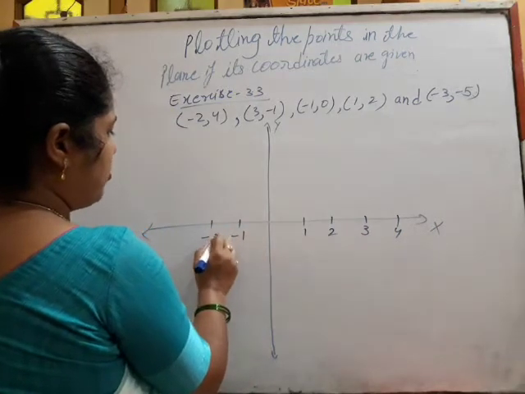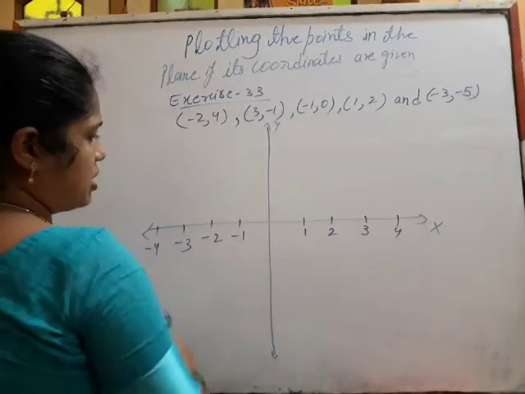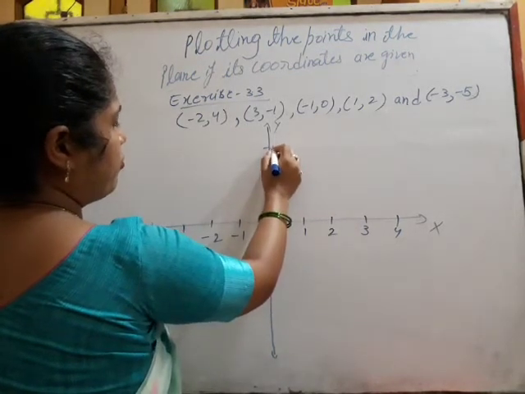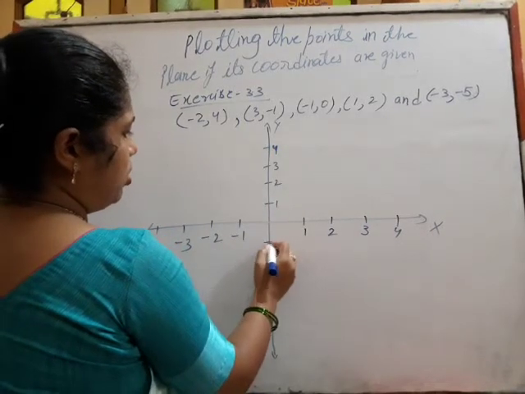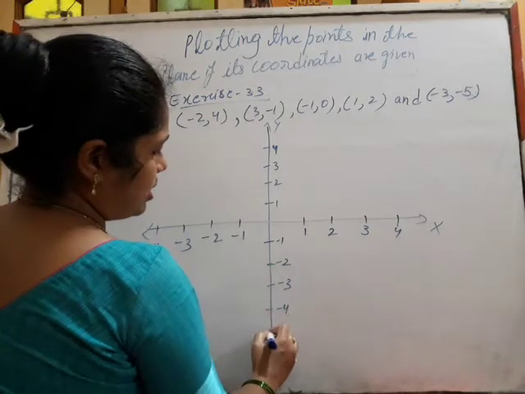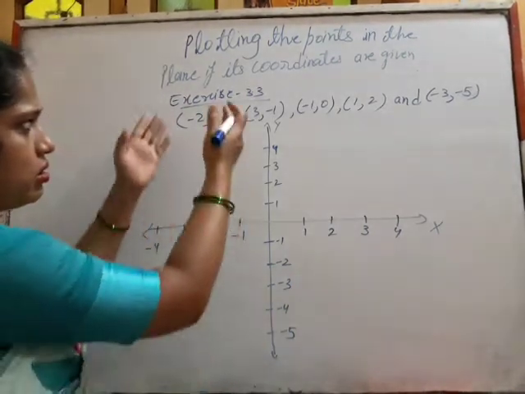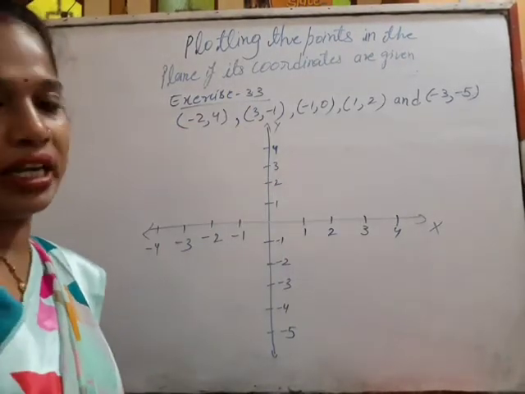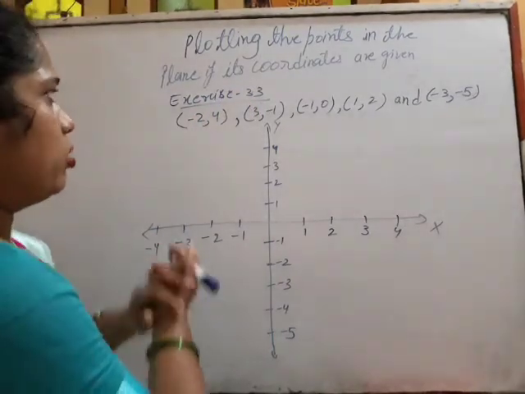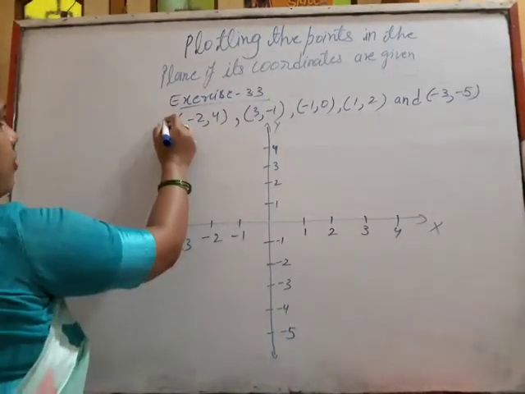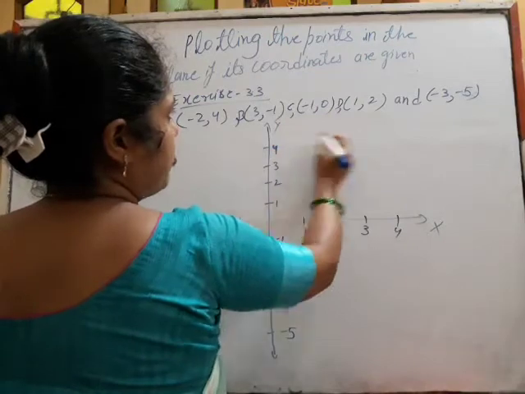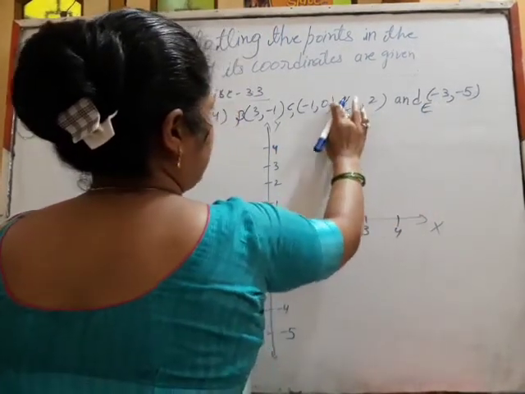And -1, -2, -3, -4. Similarly on the y-axis 1, 2, 3, 4 and down -1, -2, -3, -4, -5 and we have that much space, so I have drawn till 4. You can do the divisions more. Now let us name this point as A, this point as B, this point as C, this point as D and this point as E.